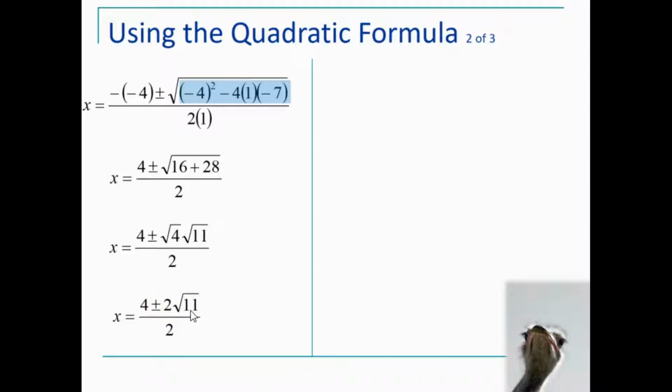If we factor the numerator, since there's a common 2, we have the following, which allows us then to cancel out common factors in the numerator and the denominator. We have a simplified answer here, which we can separate into the two solutions for this equation: x is equal to 2 plus the square root of 11, or x is equal to 2 minus the square root of 11.